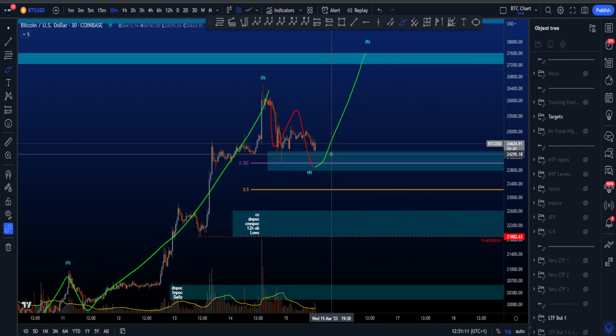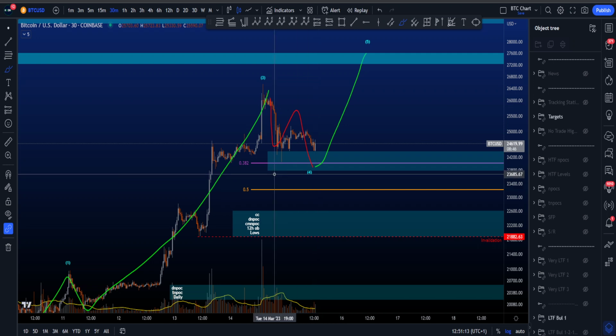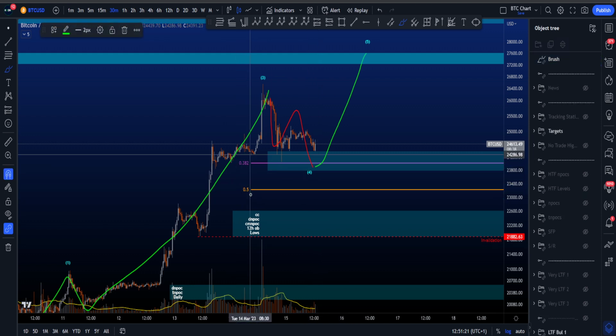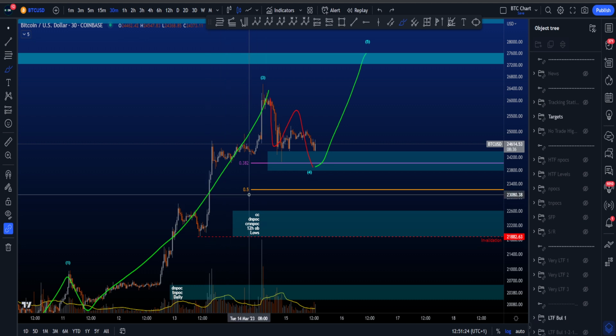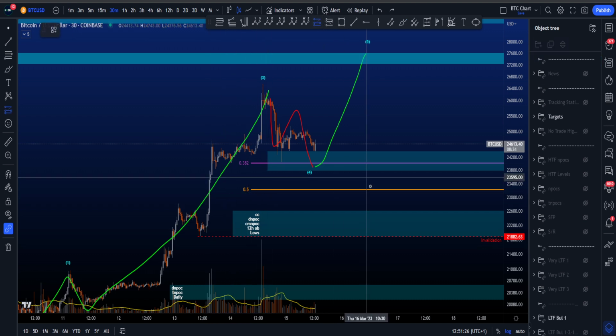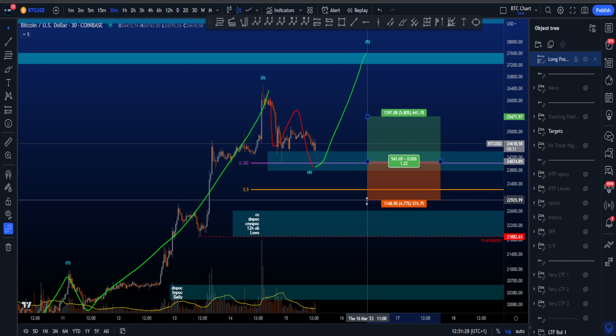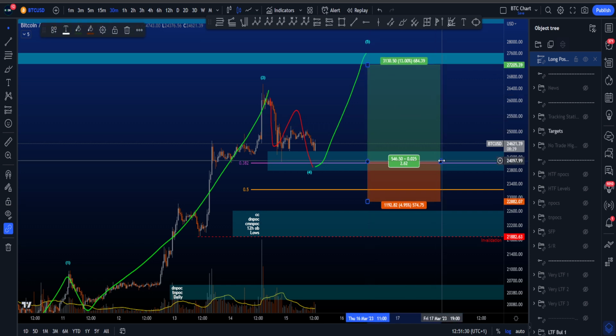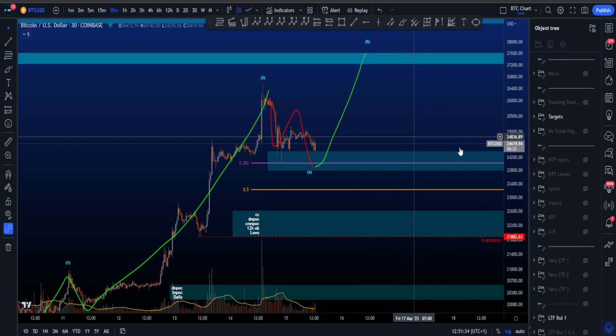The clear invalidation for this scenario is going below the 0.5 Fib, as wave 4 is not allowed to close or actually go below the 0.5 Fibonacci. So the invalidation is here. A potential trading setup with this scenario could be to do something like this, educational, of course. However, out of the two, this is my least preferred scenario.